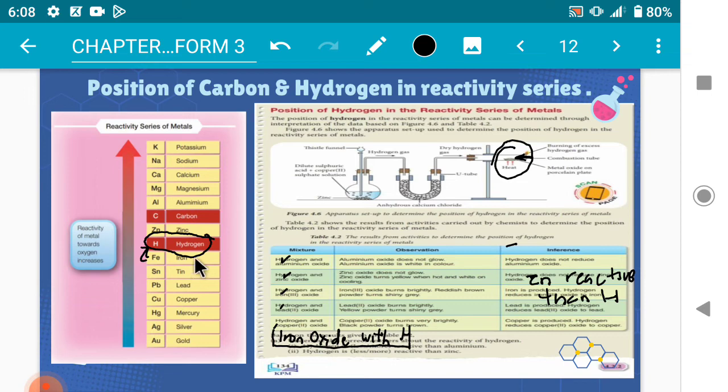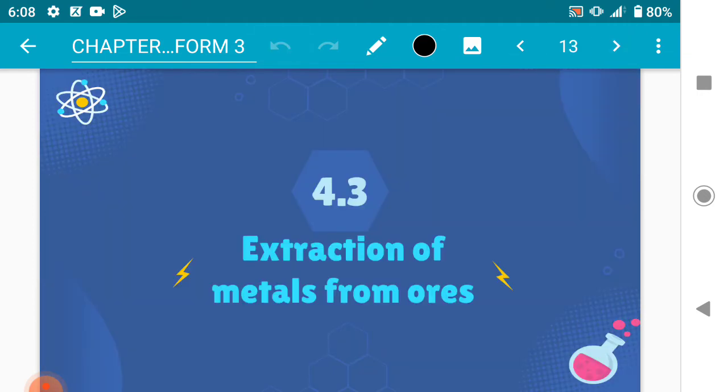Okay, above iron and below zinc. So that's how. And this kind of experiment can also be done to determine the position of the carbon, which is between aluminum and also between zinc, okay, like that.